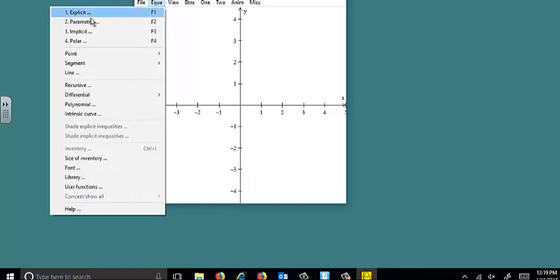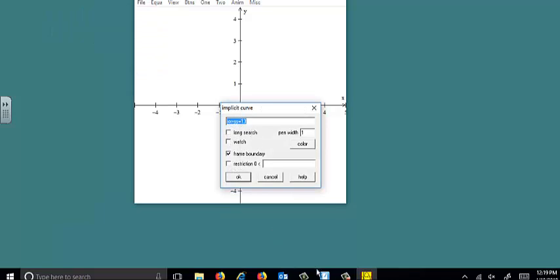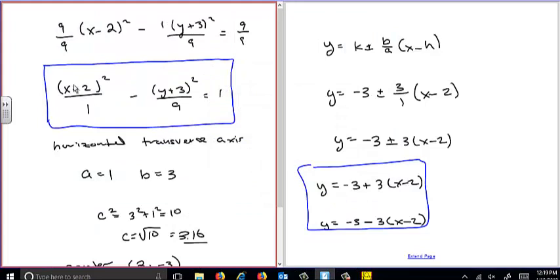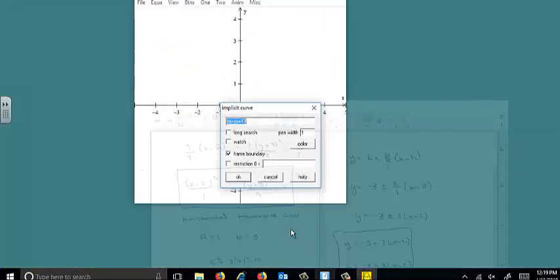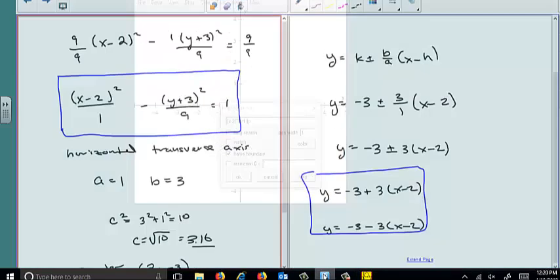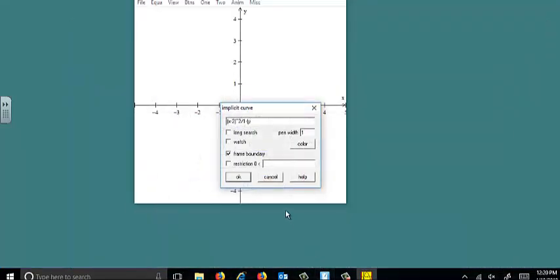And we're going to put in an equation. So first we're going to put in what we called an implicit equation. And that's what this hyperbola is, this equation. So let's put that in there. It's going to be (x minus 2) squared divided by 1, minus (y plus 3) squared divided by 9, equals 1.